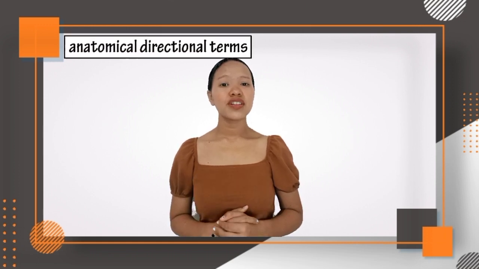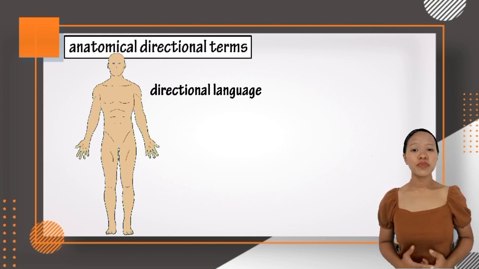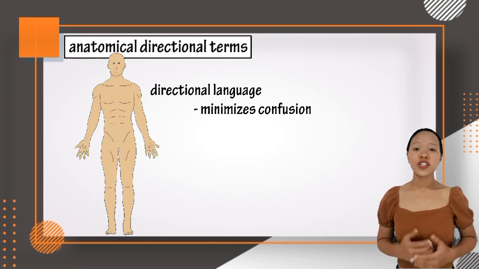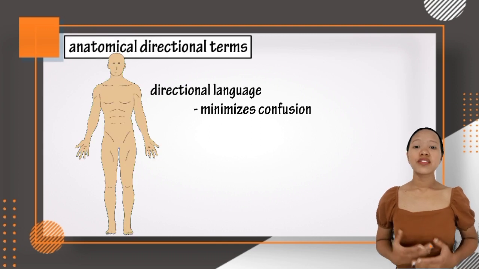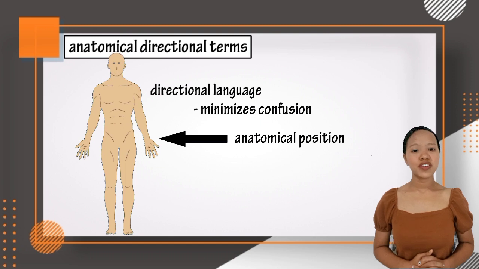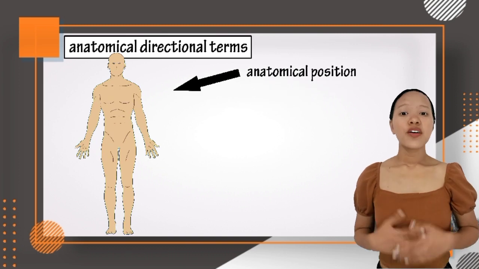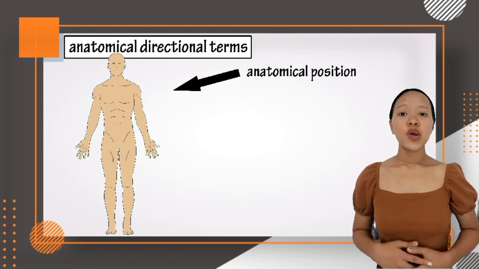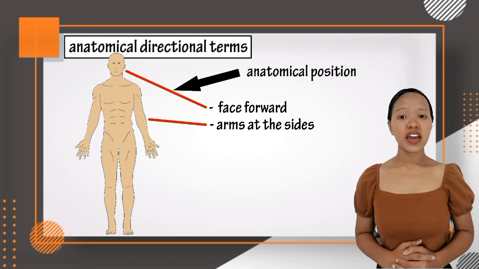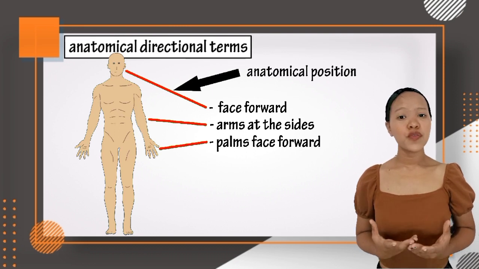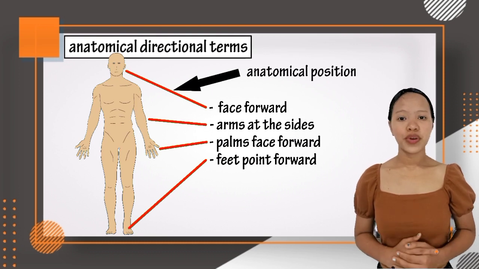A directional language of anatomy exists in order to minimize confusion when discussing areas or specific points on the body. This directional language or terminology is used in reference to the anatomical position. The anatomical position, or standard anatomical position, refers to the positioning of the body when it is standing upright and facing forward with each arm hanging on either side of the body and the palms facing forward. The legs are parallel with feet flat on the floor and facing forward.